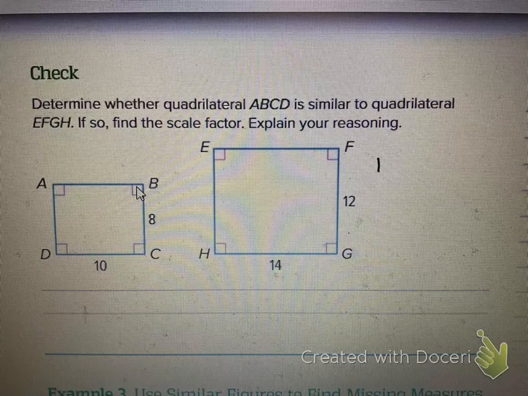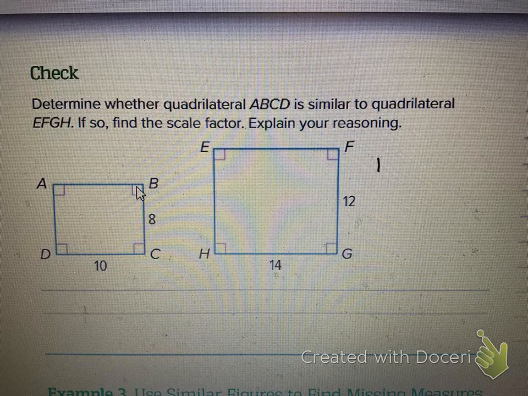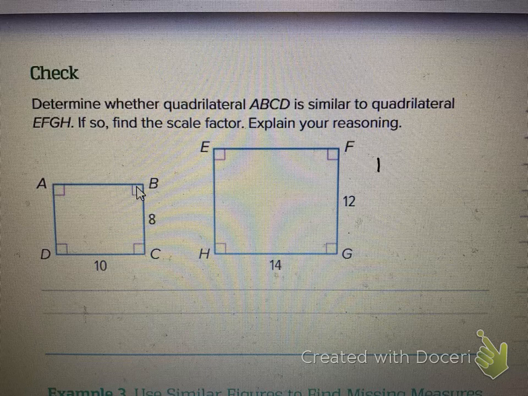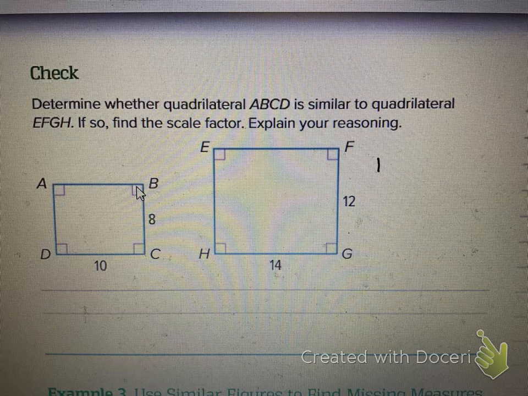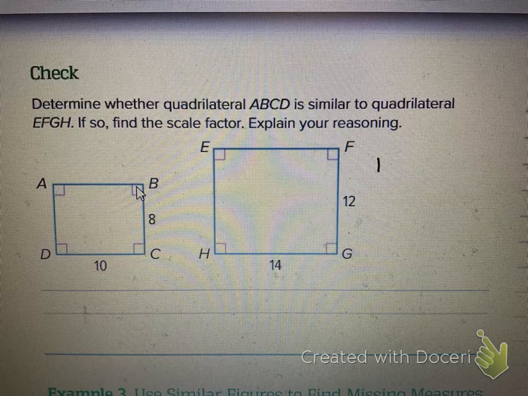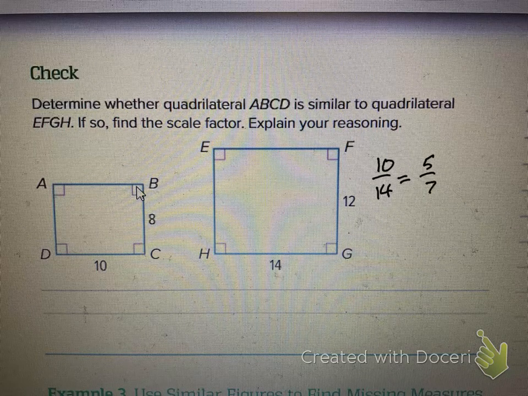So if you want to do the check here again by yourself, go ahead and hit pause now. All right. As you can see, all four angles of each quadrilateral would be right angles. So the angles are congruent, so we're good there. So we need to look at the corresponding sides. CD is going to be corresponding with HG. So first, I did 10 over 14, and I simplified that to get 5/7.